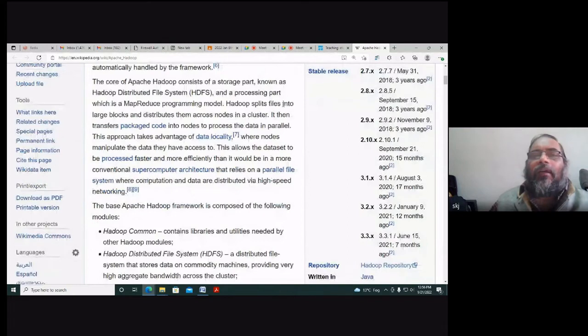Hadoop splits files into large blocks and distributes them across nodes in a cluster. A cluster is a collection of computers or machines or nodes. It then transfers packaged code into nodes to process the data in parallel. So this is written here, packaged code. Basically, it is what computation is to be performed. So code is also transferred, data is also transferred. This approach takes advantage of data locality.